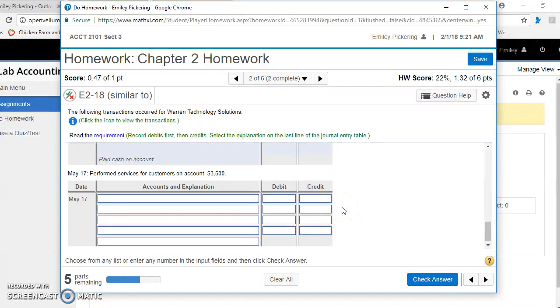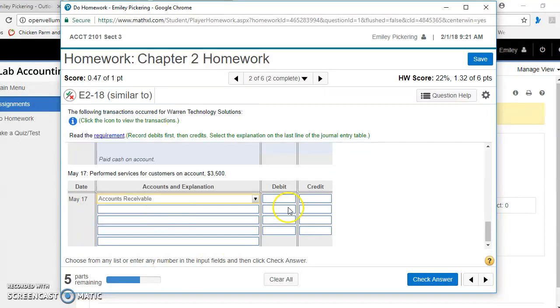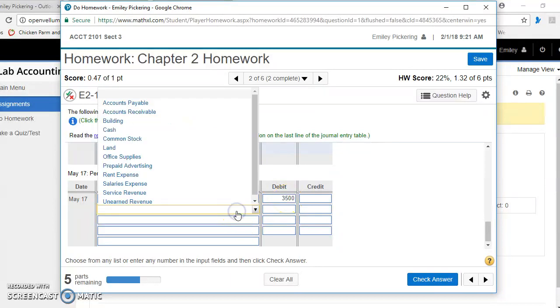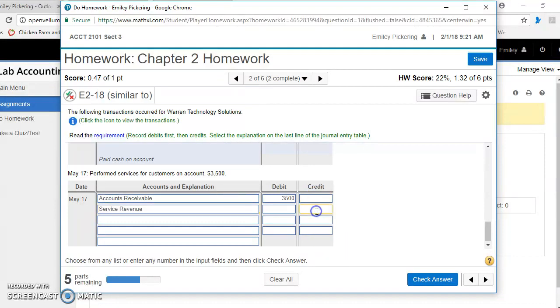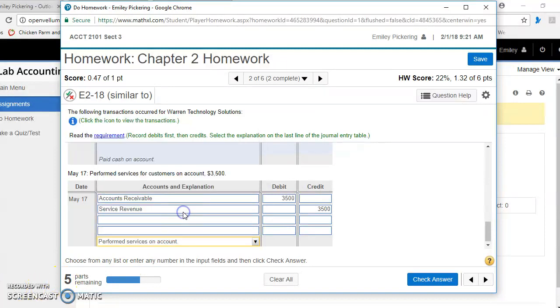Performed services for customers on account. So that means that we have not received the cash yet. If we haven't received the cash yet, it's an accounts receivable, $3,500. It's an asset. I'm going to debit. And why are we going to receive that? We're going to receive that because we did our job, which is revenue. And so I'm going to say performed services on account.